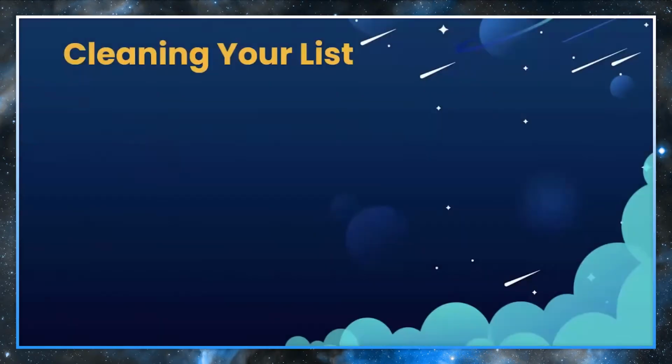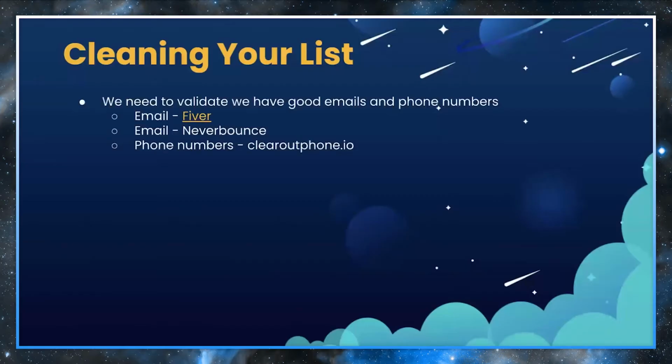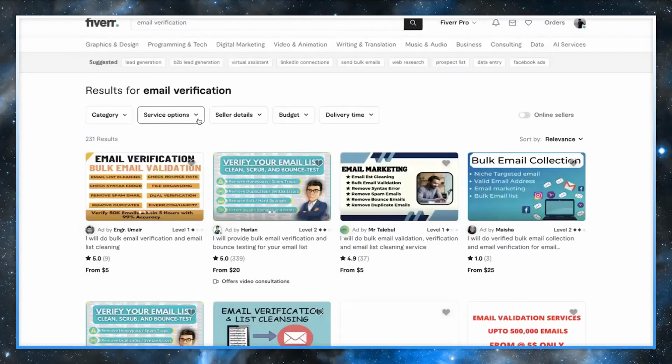But now you actually have to clean them. You have to clean this list because not every single email is going to be valid. Not every phone number is going to be valid, and that's okay. That's why we use Fiverr. We use NeverBounce. And then also for phone numbers, we use clearoutphone.io. You have to just make sure before you start sending anything that these are actual numbers, actual emails.